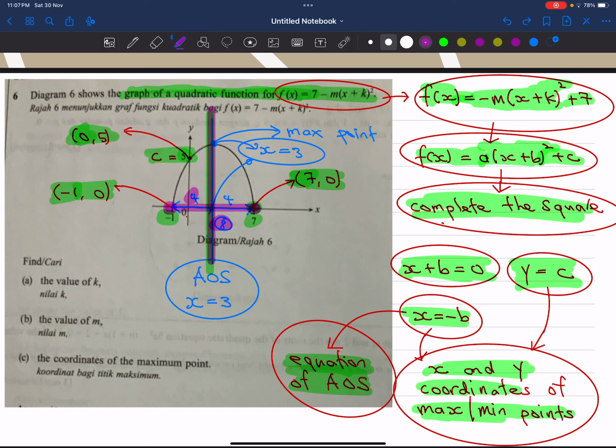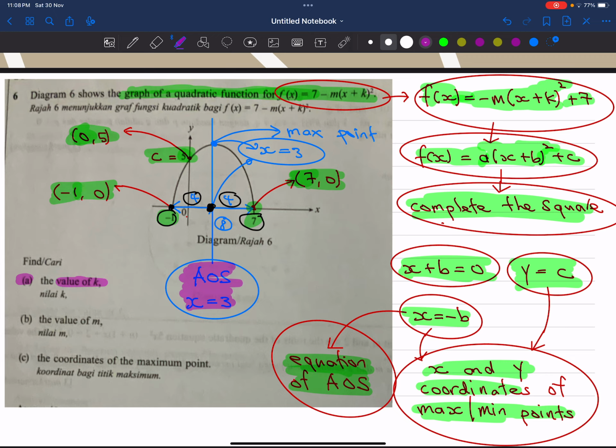So now we have 7. If I minus 4, I get 3. Or negative 1 plus 4 also gets 3. So this point which I mark has x coordinate 3. So this x equals 3 is the x coordinate of the maximum point, which is also the equation of the axis of symmetry.